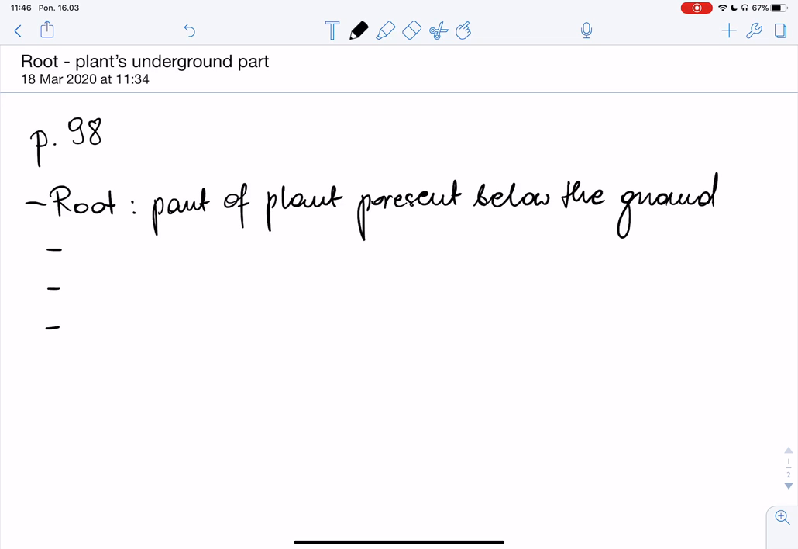First of all, the most obvious one is, of course, because the plants need to have a support, so they will hold to the ground using the roots. So the first function of root is to hold the whole plant in place.